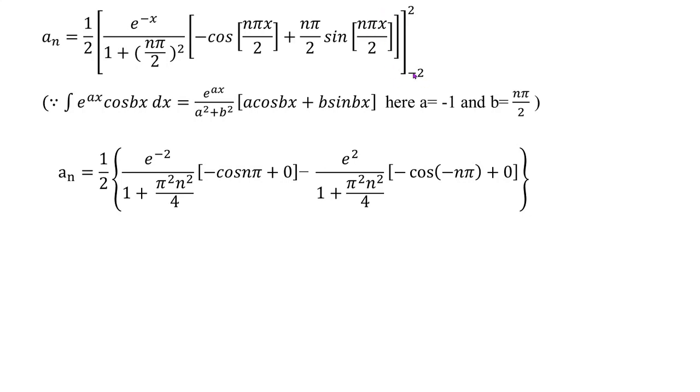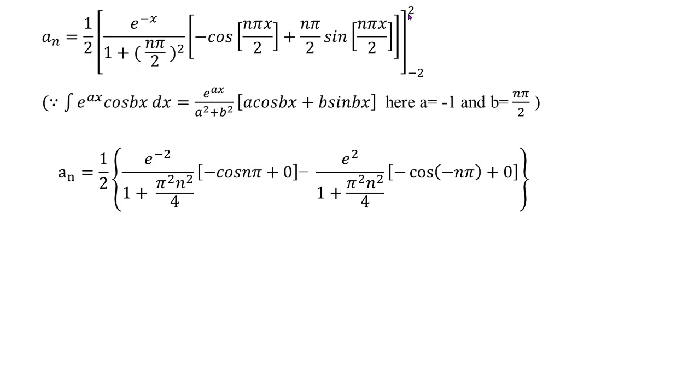Again we have the lower limit as minus 2. If I put minus 2, it will take the form sin of minus n pi. And what is sin of minus n pi? That is the same as minus sin n pi. So that also gets reduced to 0. So this second term completely vanishes for both limits, lower limit as well as upper limit.